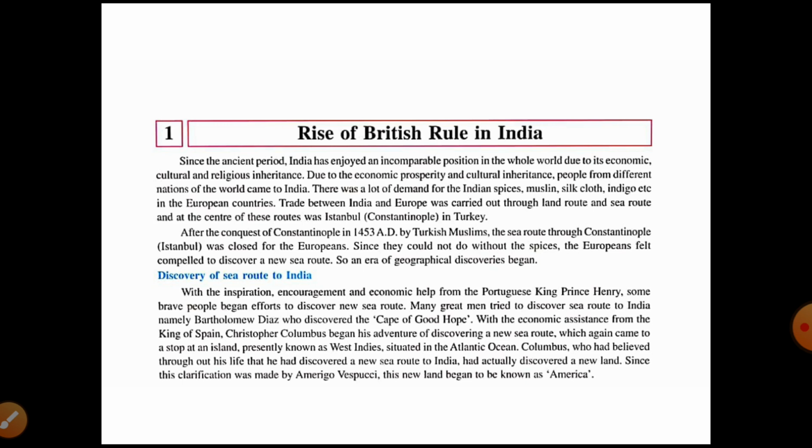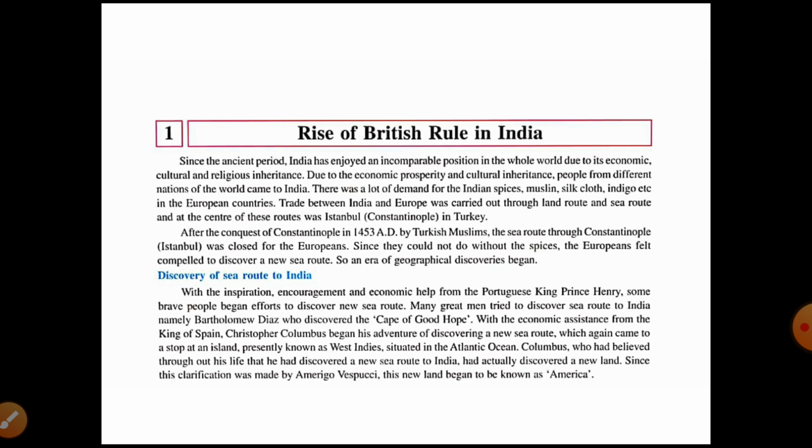With the economic assistance from the King of Spain, Christopher Columbus began his adventure of discovering a new sea route, which again came to a stop at an island presently known as the West Indies, situated in the Atlantic Ocean. So Prince Henry of Portugal supported people to discover a sea route, and the king of Spain also helped Christopher Columbus, and he discovered present-day West Indies, which is situated in the Atlantic Ocean.